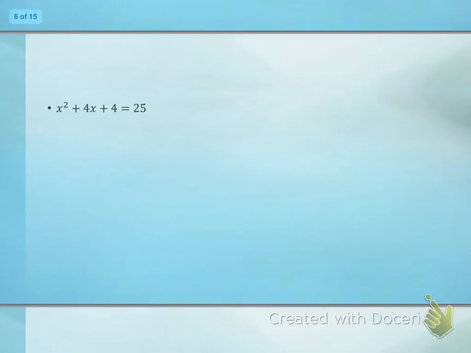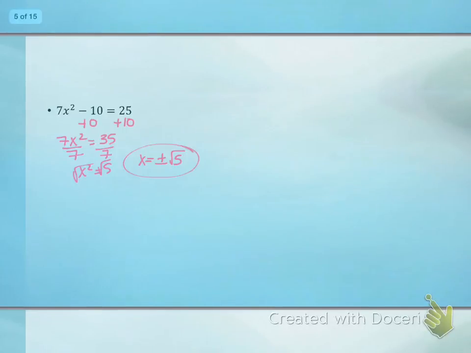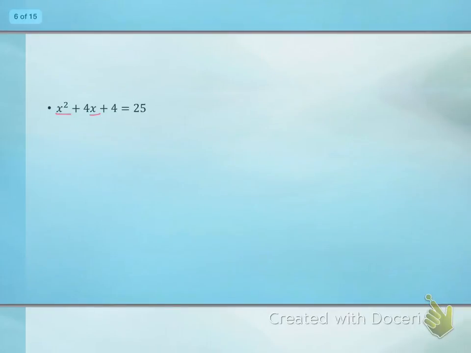Okay, now we're going to do something a little different. This time we have an x squared and an x in here, okay? On the last ones we just had x squared. So this time we can factor this left side. What multiplies to get me 4 but adds to get me 4 is 2 and 2. So if I wrote it x plus 2 times x plus 2 is equal to 25.